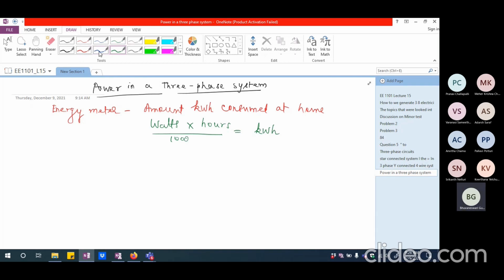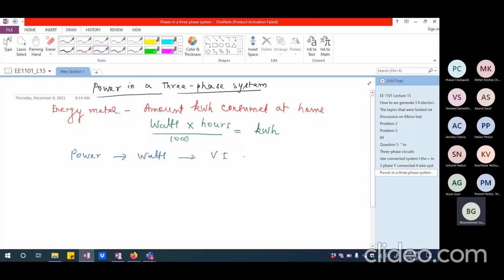Instead, if I want to measure the power, it is generally measured in watts, and that is generally done by looking at how much is the voltage, how much is the current, and what kind of phase displacement happens between voltage and current. That is actually going to give us the power measurement exactly.